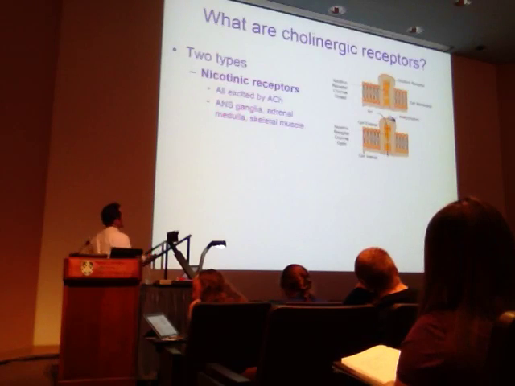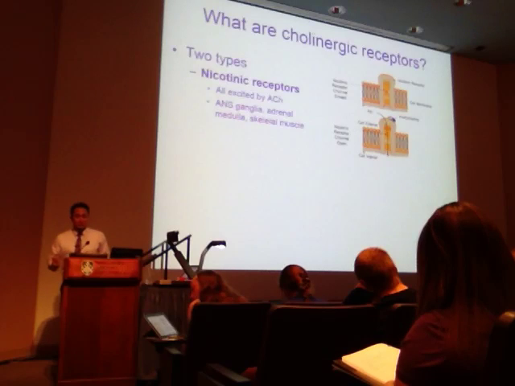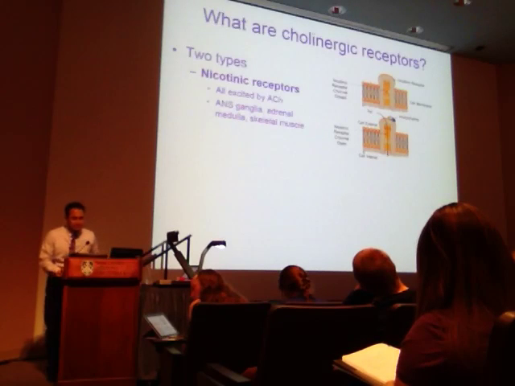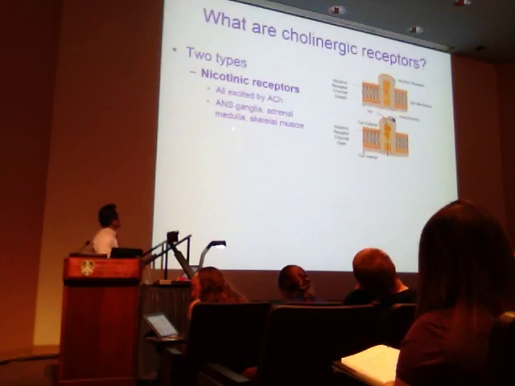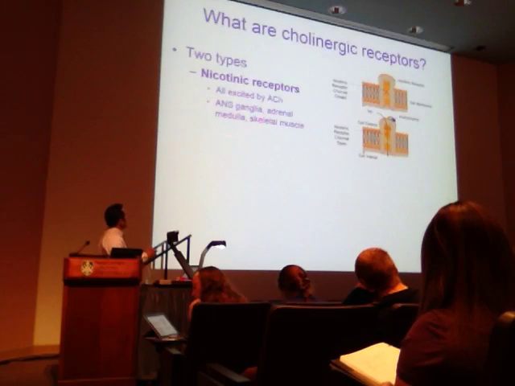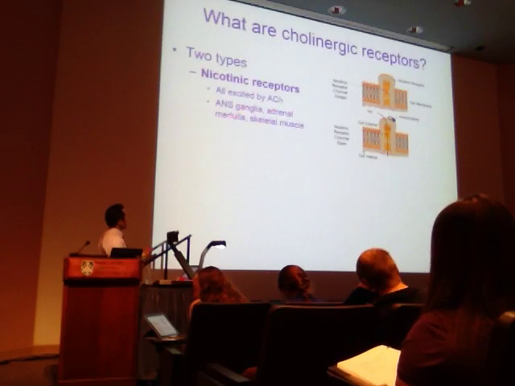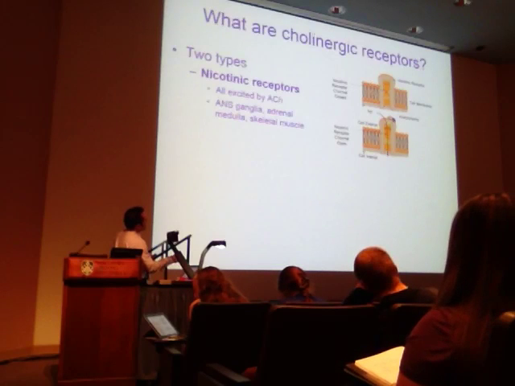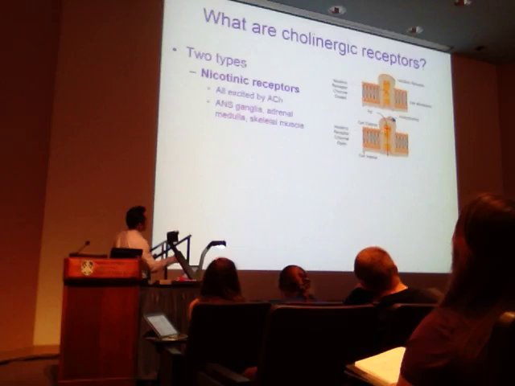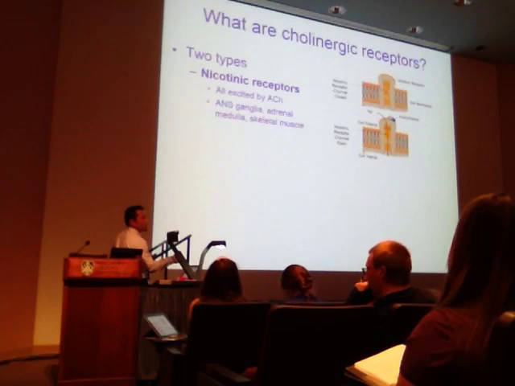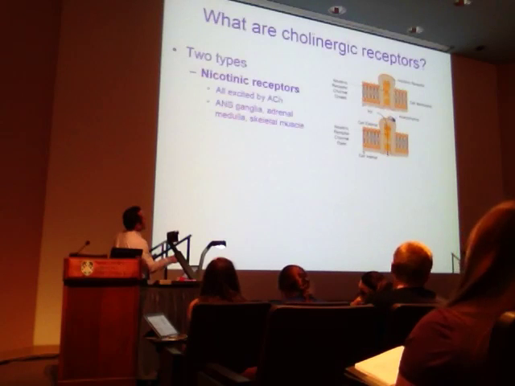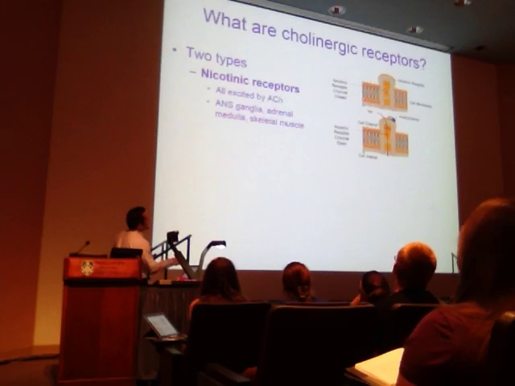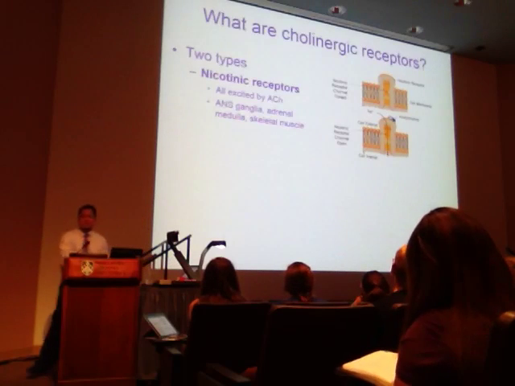Now, these are excited, or activated is another word for it, by acetylcholine. They're found in the autonomic nervous system in the ganglion. They're found in the adrenal medulla, and they're also found in skeletal muscle. If you look at this picture over here, you can see here's the receptor, there's nicotine binding. When acetylcholine binds to the nicotinic receptor, but nicotine would do the same thing, it opens this gate and sodium floods in to the inside of the cell.